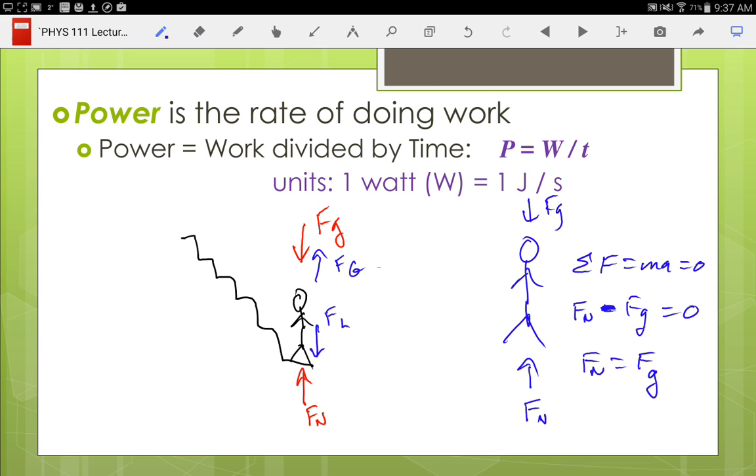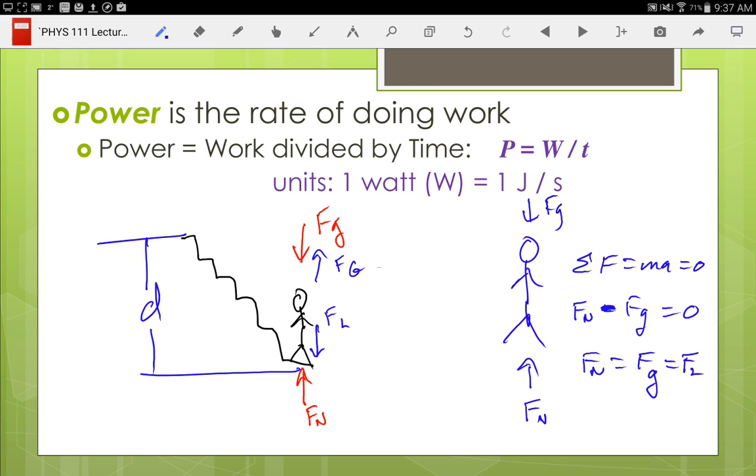And then since force of the legs is an equal and opposite force to the force normal, then that's also equal to the force of the legs. So your legs are putting a force equal to your weight downward if you're moving at constant velocity. And then you go up a distance, and so the total work would be equal to the total distance you rise times your weight. There's no time involved for that total work, right? It's just how much you weigh times the total height.